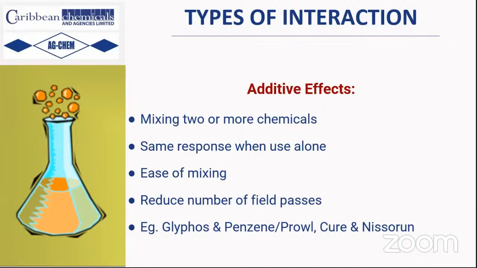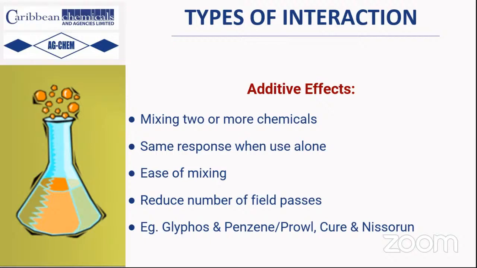Additive effects. When you mix two or more chemicals together, you get the same response as when you use them alone. It's easy to mix and reduces the number of field passes, meaning instead of spraying one and having to go up and down spraying the other, you just mix both and apply them together. A good example of this is glyphosate with penzene or Prowl. They don't react with each other, and the glyphosate will take care of the above ground weeds, basically the foliar portion of the weeds, while the penzene or the Prowl will take care of the seeds and prevent them from germinating and give you longer control.